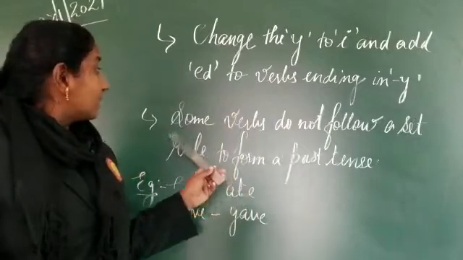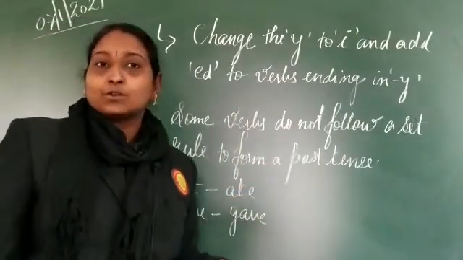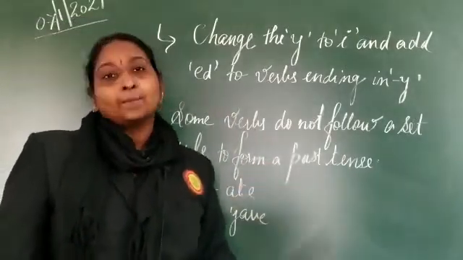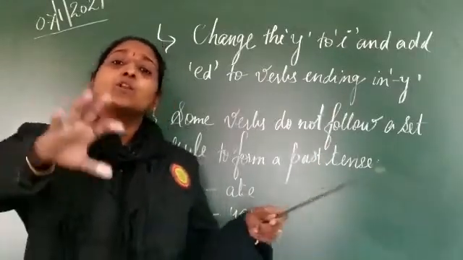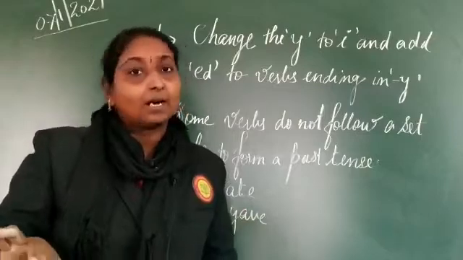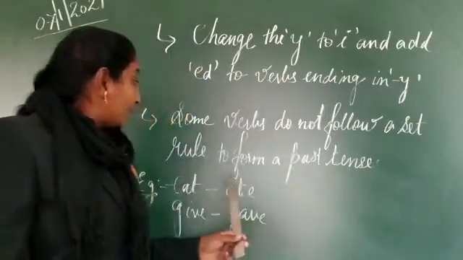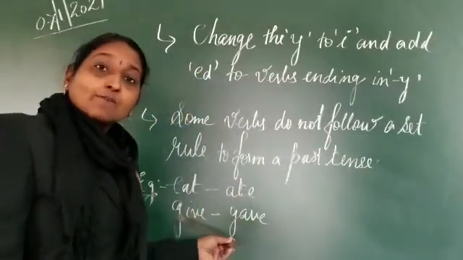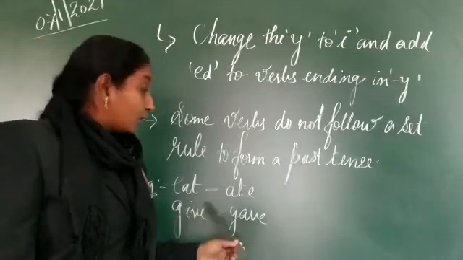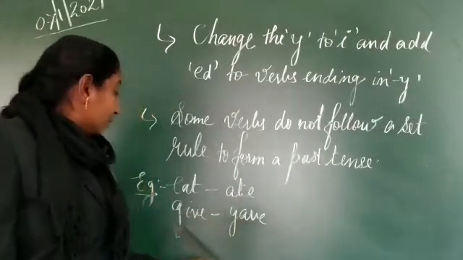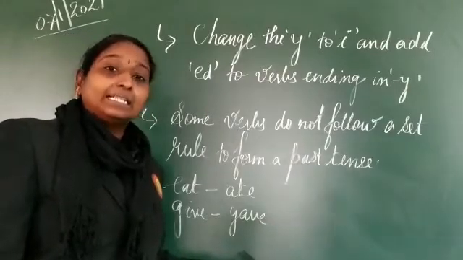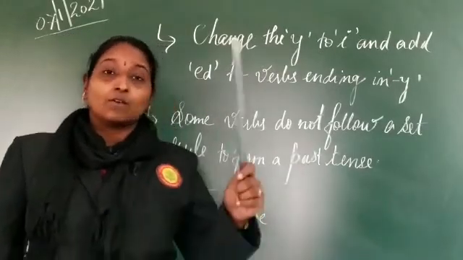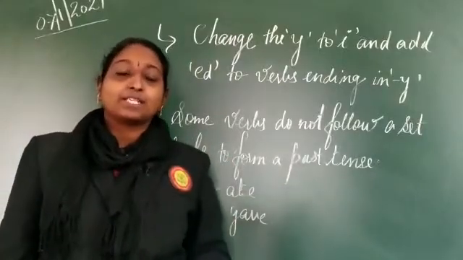The next one is, some verbs do not follow the set of rules to form a simple past tense. Some of the verbs do not follow any of these rules to make a past tense. And what are they? Suppose the word is eat and you have to make it a past form. So what will it be? Ate. The word is give. The past form will be gave. So I hope students you have understood. Please just go through page number 42.